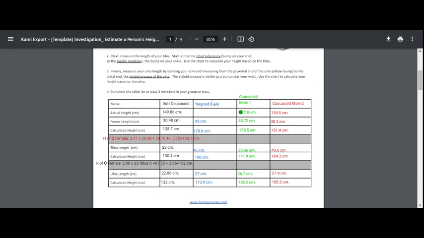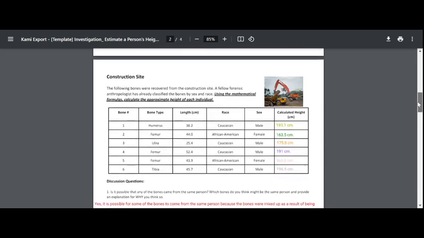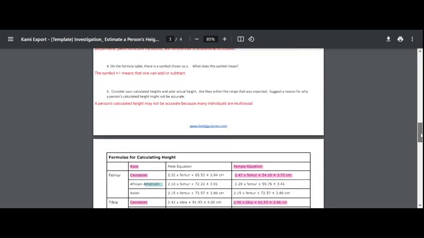All right, so in blue, we have the Negroid male. I have to ask him about his height in centimeters, but his femur length is 45 centimeters and his calculated height is 170.6 centimeters. Okay, his tibia length is 46 centimeters, calculated height is 190 centimeters, the ulna length is 27 centimeters, and then the calculated height is 173.9 centimeters. So if we scroll down to the bottom, we can kind of see how we got those numbers.